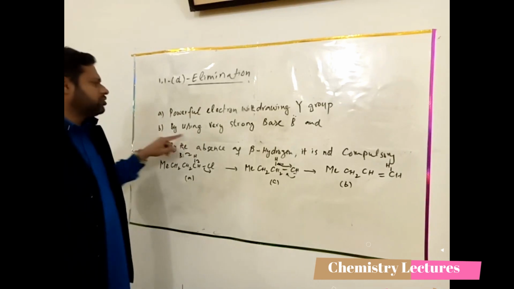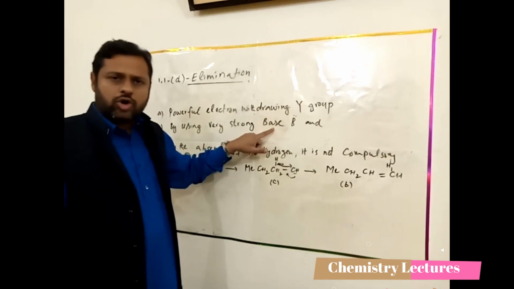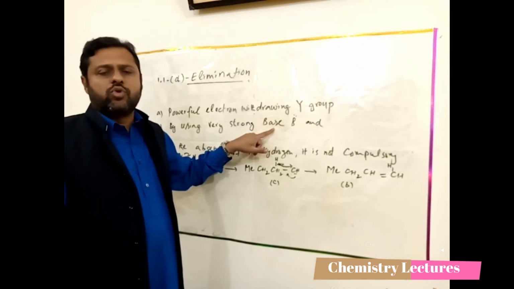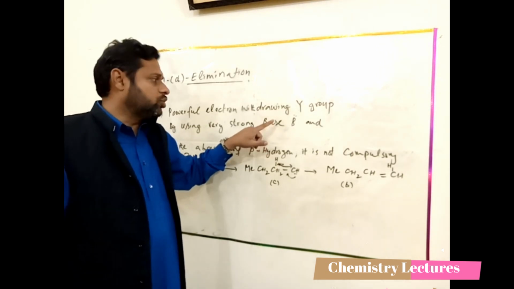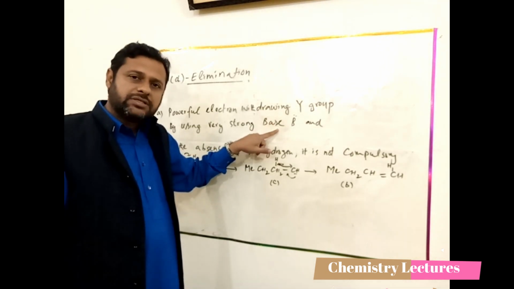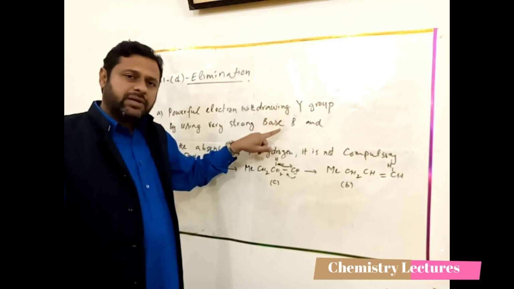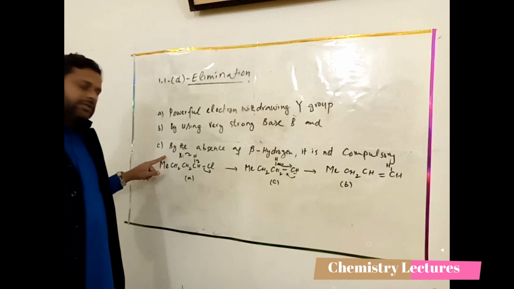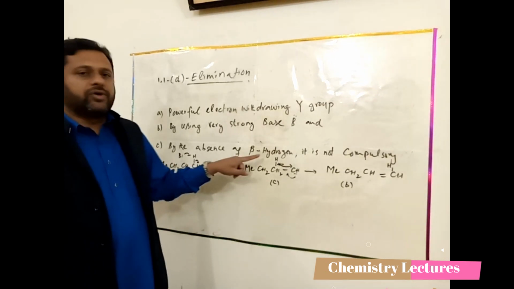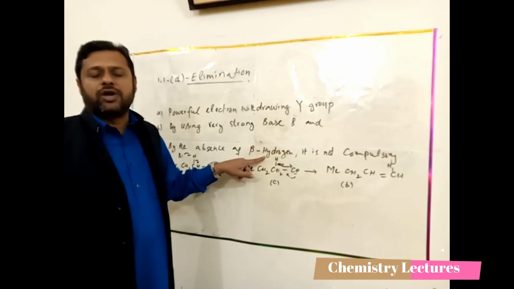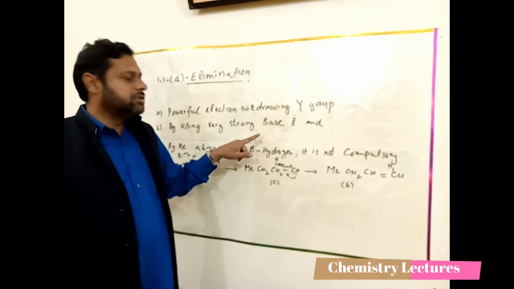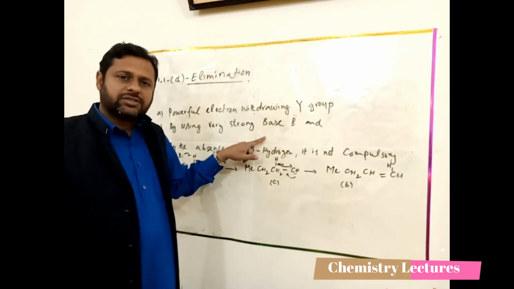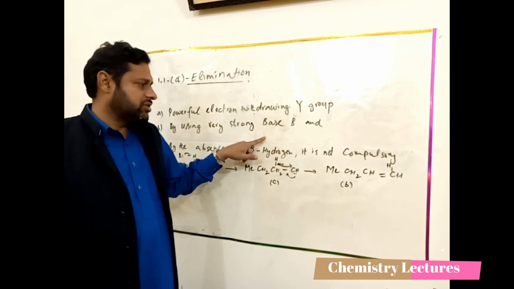And the second is by using a very strong base. When you use a strong base, the strong base will remove the proton which is very acidic. So the alpha proton is very much acidic, so it is removed in place of the beta proton. And the third condition, which is not compulsory, is the absence of beta hydrogen. So compounds in which beta hydrogen is not present will undergo elimination reactions through alpha or 1,1 elimination reactions.